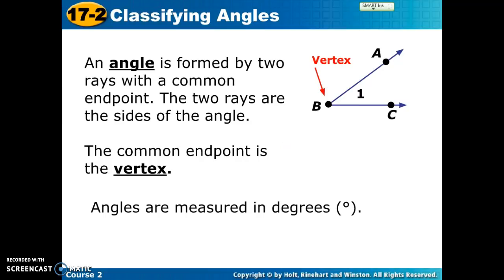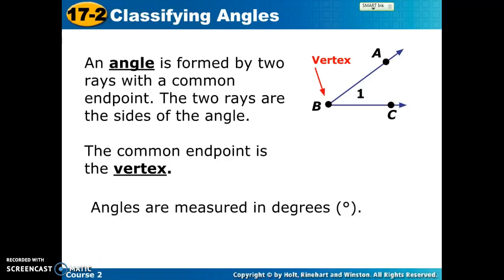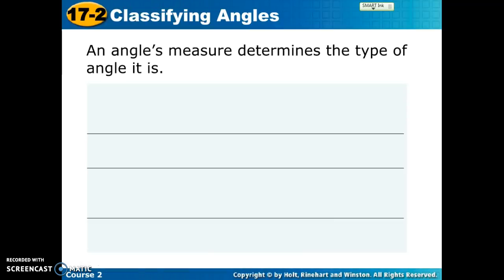Angles are measured in degrees, so be sure when you put down the angle, the degrees, that you have the little symbol of a circle basically superscripted above to the upper right hand of the angle measure. Angle measures determine the type of angle it is.